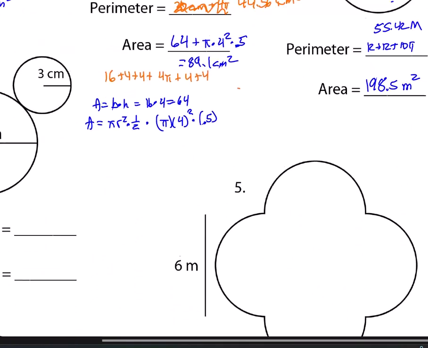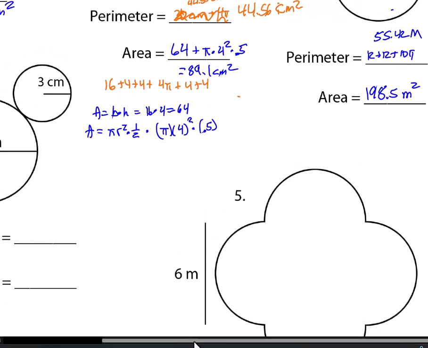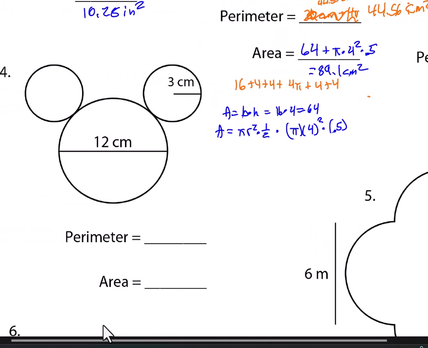Yep. All right. Now let's take a look at this Mickey Mouse over here. This one really is not bad. I guess we have to assume that Mickey has symmetric ears. That's also 3 centimeters. So for the perimeter, we have one circle that has a 12 centimeter diameter. You always have to pay attention. So the radius is 6 centimeters. And two circles with 3 centimeters.